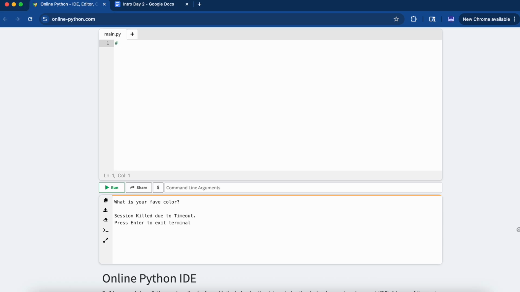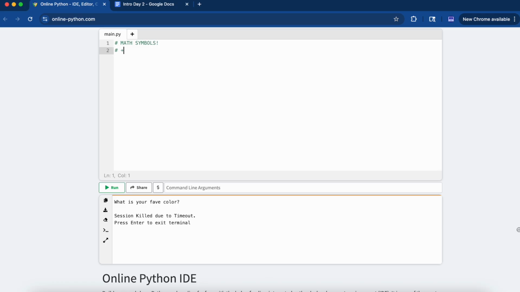Today our first concept is math symbols. Now, I'm sure a lot of you have done math before. Actually, I'm guessing all of you probably have. So in Python, there are ways that you can do the basic four math operators.